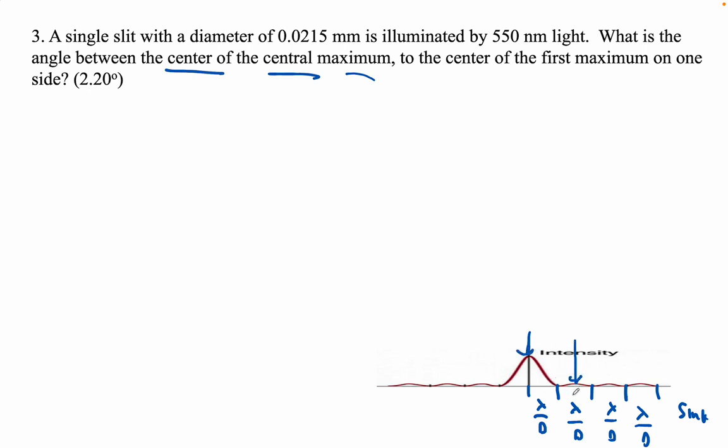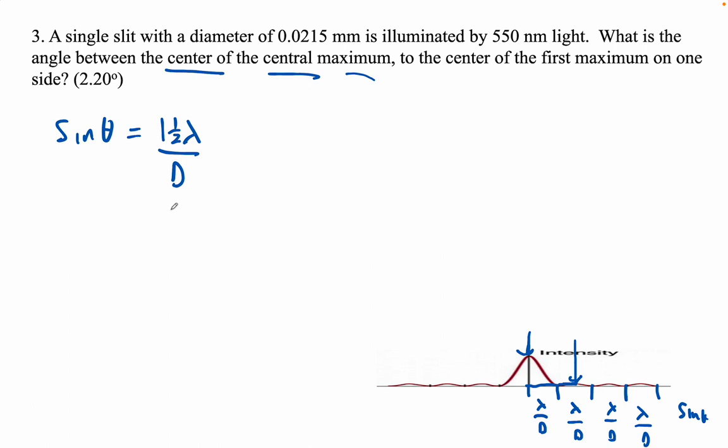This is lambda over d, and then this is another half lambda over d to the center of that one. All the way to here would be 2 lambda over d. So what I'm going to do is say sine theta is equal to 1 1/2 lambda over d. And that comes from it going from here to here. So that's lambda over d, and then another half lambda over d is this little bit here. That's really the only hard thing about this.